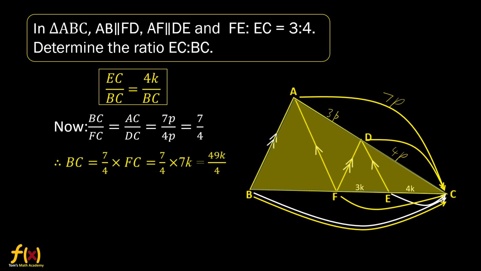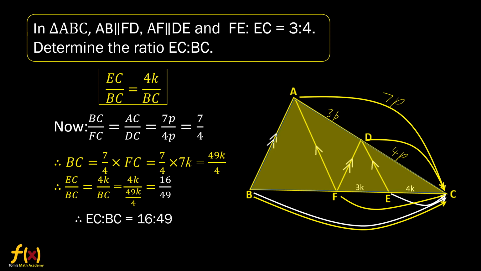Again, we simplify again. We want BC here. So we cross multiply and we get 49K over 4. Hope you understand. So we want BC here in the denominator. So in the place of BC, we will write 49K over 4, which gives us K and K cancelled, simplified to 16 over 49. So the answer is EC is to BC is 16 is to 49. That's how we answer it.